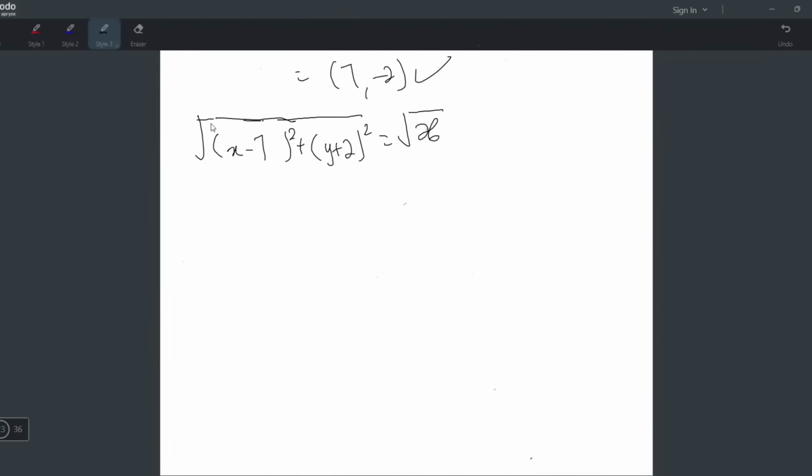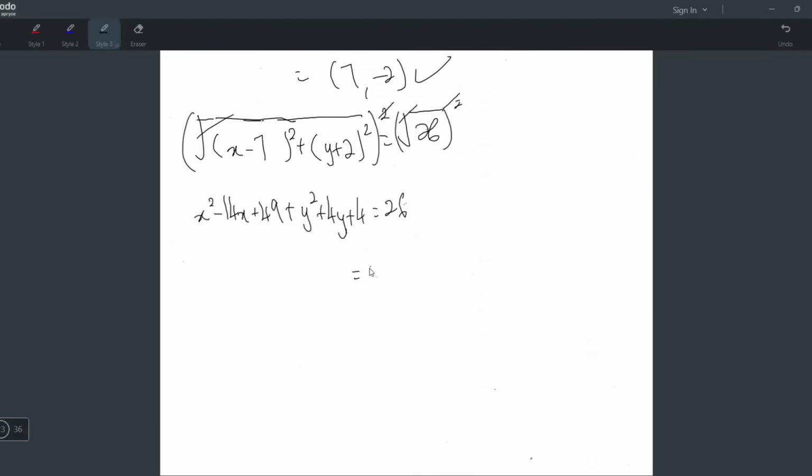Alright, now you can just simplify this, then you get the answer. First we get rid of square root. Square both sides first. So the square root and square can be removed, leaving just the inside. Okay, x minus 7 square, when you expand, you get x square minus 14x plus 49. And then y plus 2 square, expand, you get y square plus 2y times 2 is 4y, 2 square is 4. Square root 26 square is just 26.